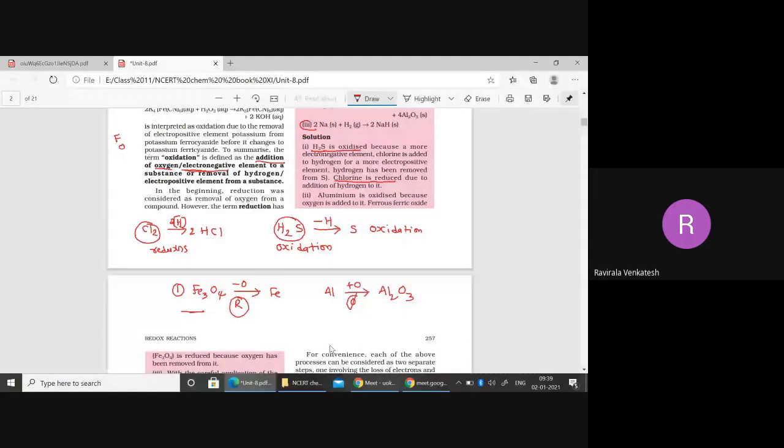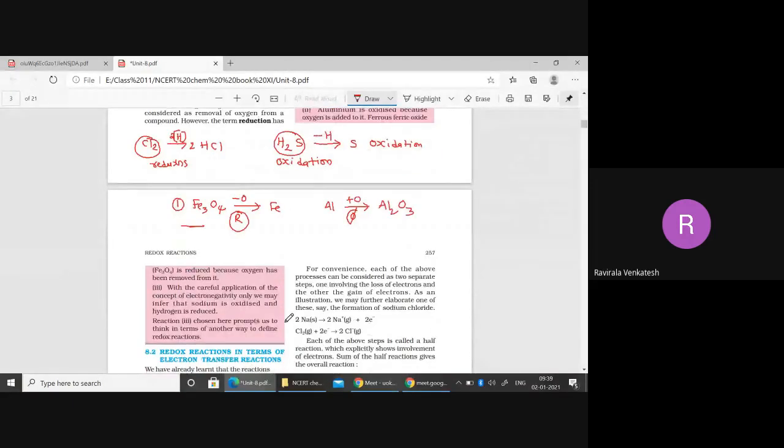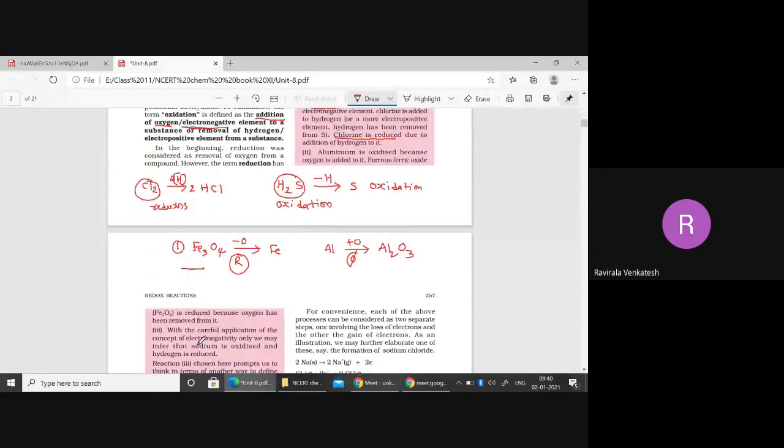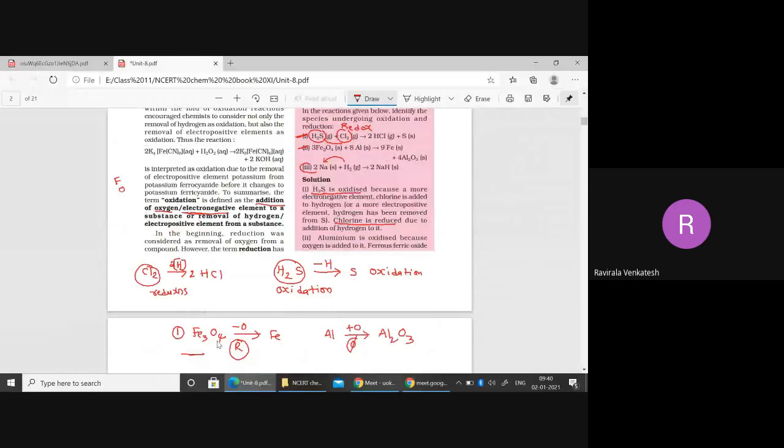Sodium is added with hydrogen. Now sodium is what here? Oxidation or reduction reaction? If you observe the third one, what they have given here, with a careful application of the concept of electronegativity, we may infer that sodium is oxidized and hydrogen is reduced. Reaction 3 prompts us to think in terms of another way to define the redox reaction. If you observe this third reaction, what type of reaction is it?